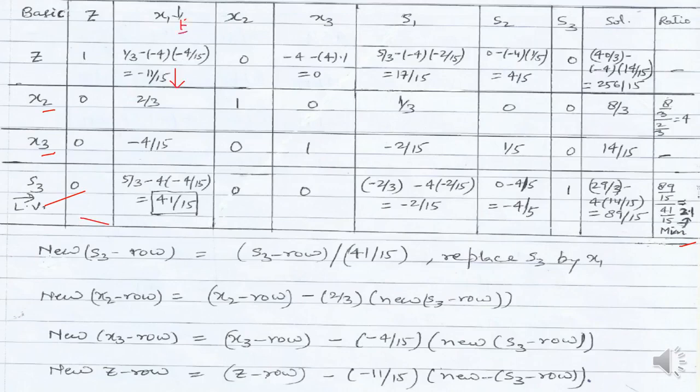So x1 will enter in the solution, and this element is our pivot element. We will do the calculation again by using these formulas, and after using these formulas we can see what comes in the next table.